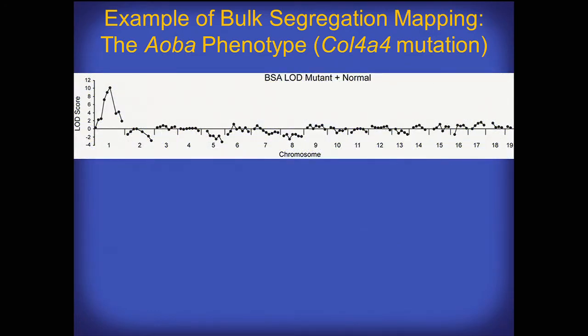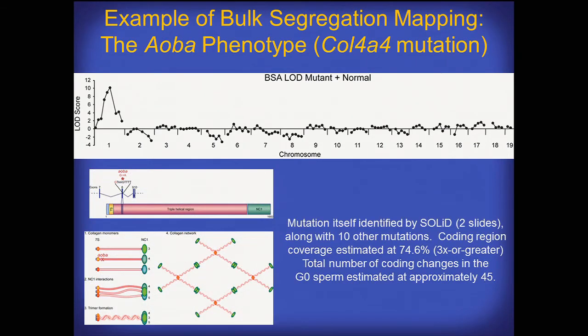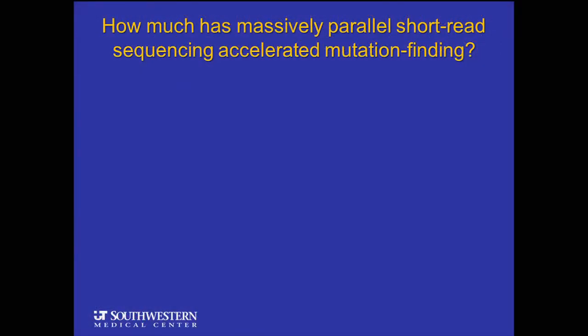Okay, this is what bulk segregation looks like. You see here is a phenotype that we called AOBA. It's a mouse with chronic renal failure. You can find the mutation on chromosome 1, as you can see by this peak, and this turned out to be in an unconventional collagen locus.